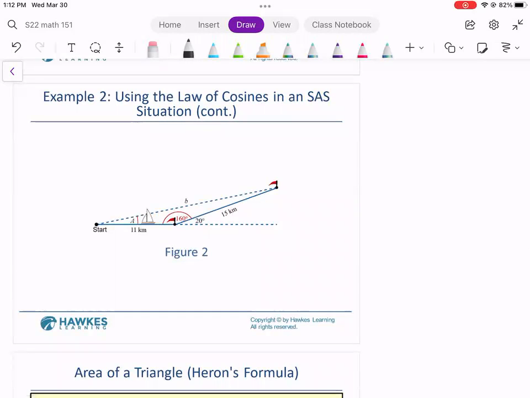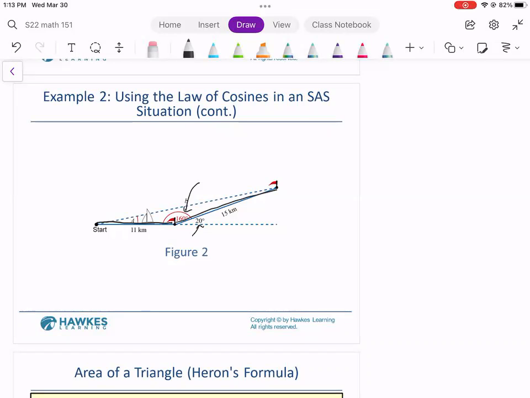Here's our current situation. If you look at this picture, you see they're traveling 11 kilometers. That's the length of one side, and then 15 kilometers. We know this angle is 20, which means this angle is 160. We want to determine angle A, but neither law allows us to do that directly. However, we can use the law of cosines to determine the length of side B there.